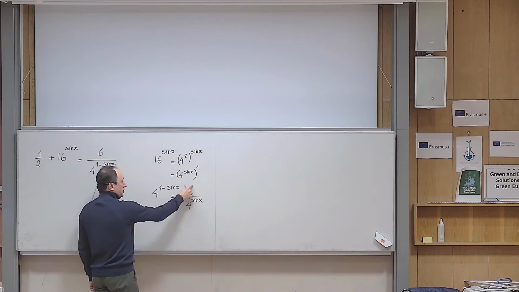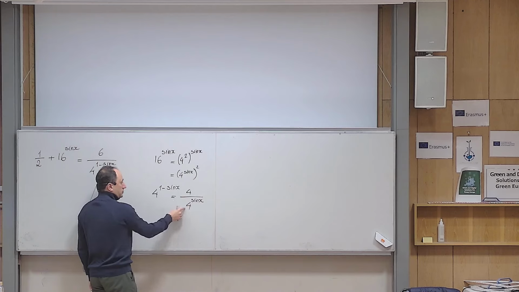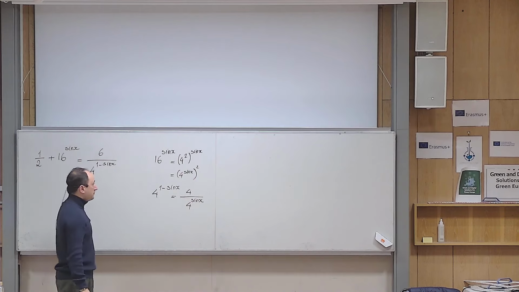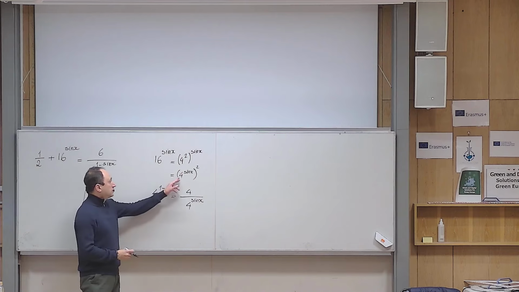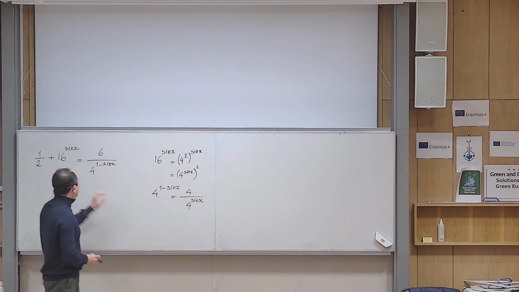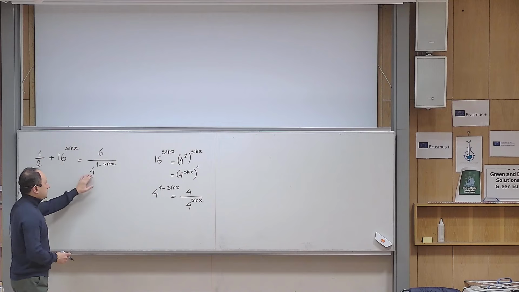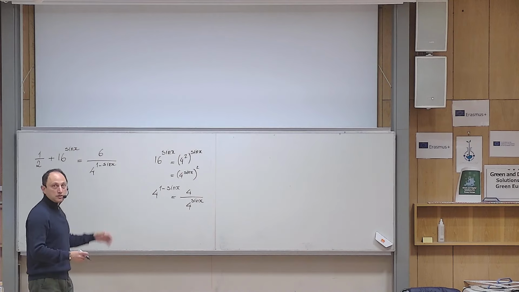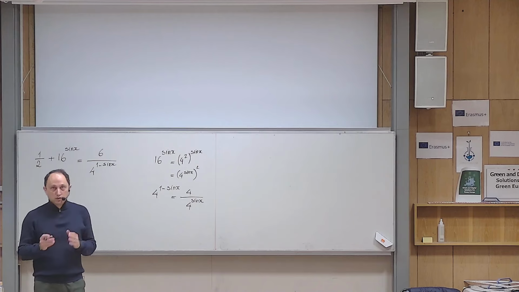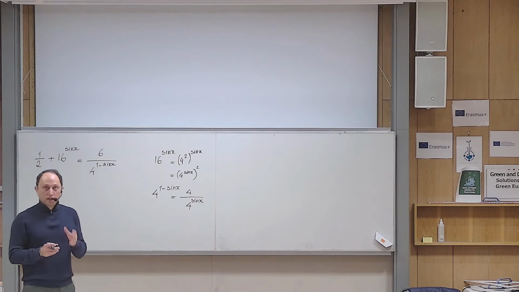Yes? Because the exponent here is 1, the exponent here is sine x, and the bases are the same, so when you divide, you subtract the exponents and you get this back. So you see that 4 to the sine x appears in this combination as well as in this combination. So it is already motivating you. It would be a good idea to call it a new variable.